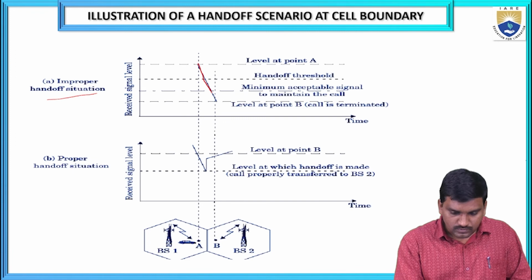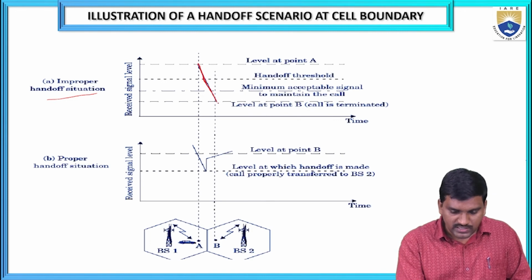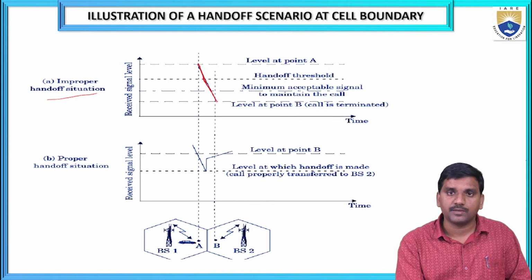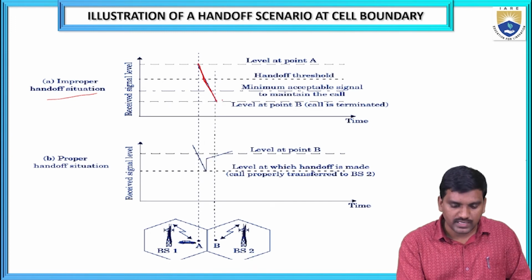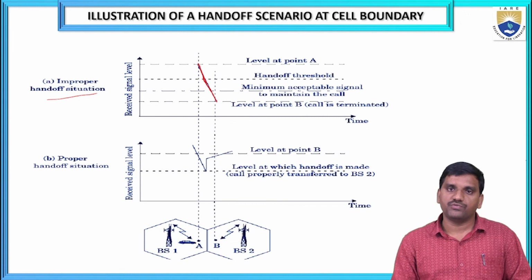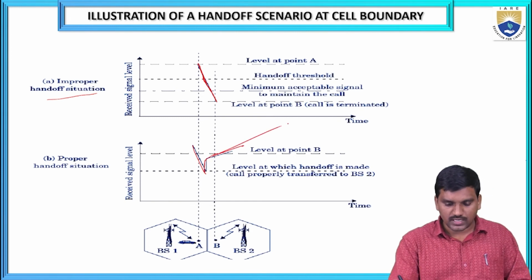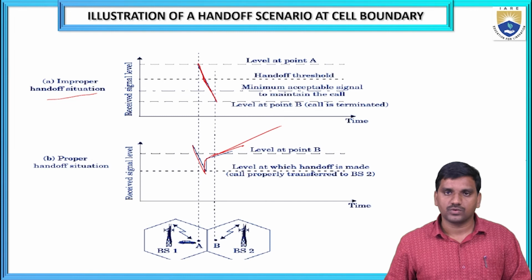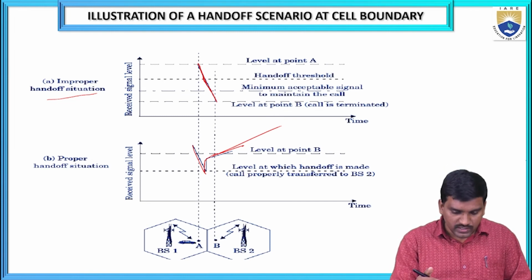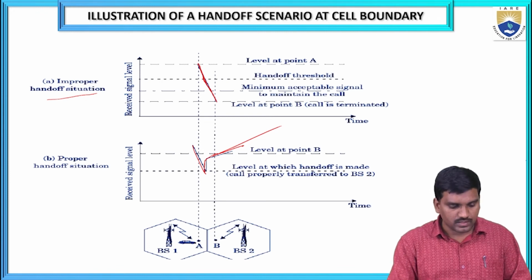Now the improper handoff situation. The signal goes from here to here. Here there is an improper handoff, so the signal will automatically terminate at point B. If you maintain a proper handoff situation, the signal will automatically transfer at point B. Okay, so this is the difference between improper handoff situation and proper handoff situation.